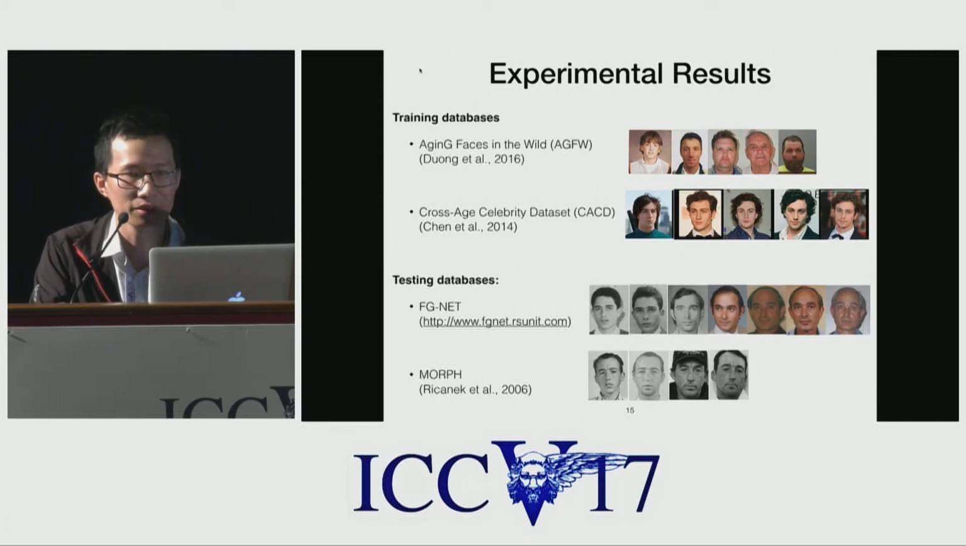Experimental results. In this paper, we use two training datasets: the Aging Faces in the Wild, AGFW, collected by our team in 2016, and the second database, the Cross-Age Celebrity Dataset, collected by Chen et al. in 2014. And we test on two databases: FG-NET, the small-scale dataset for face aging, and the MORPH dataset, collected in 2006.